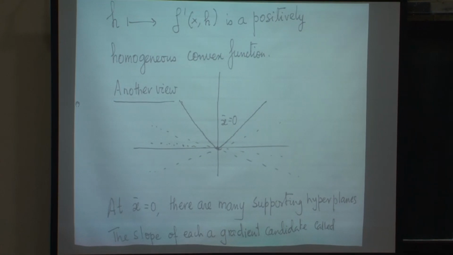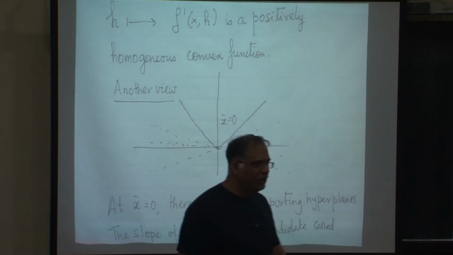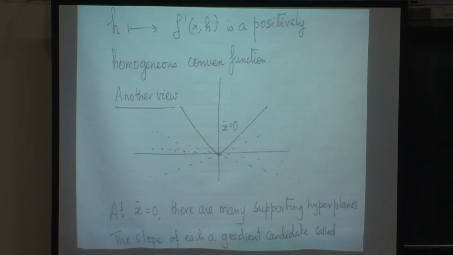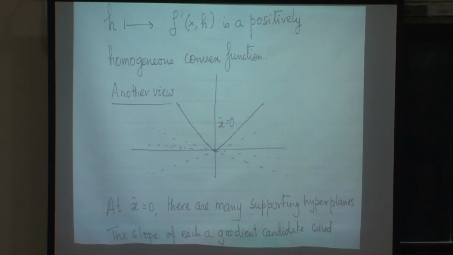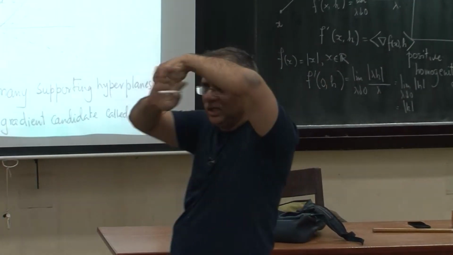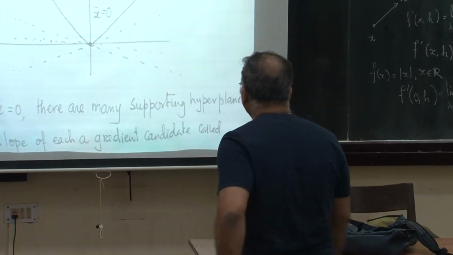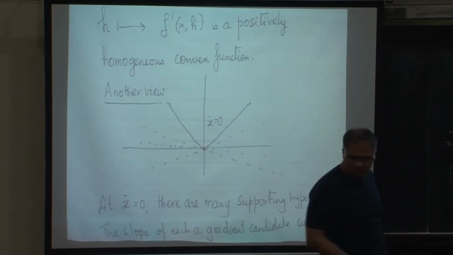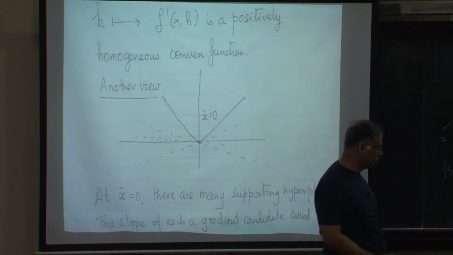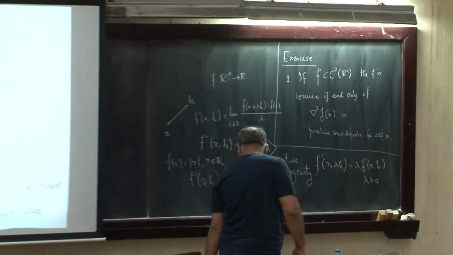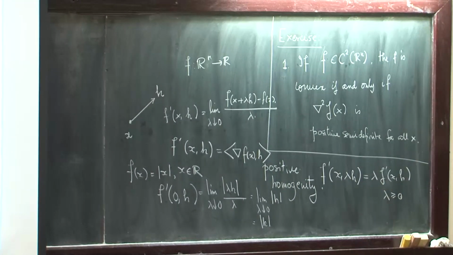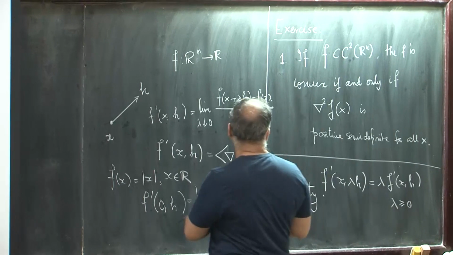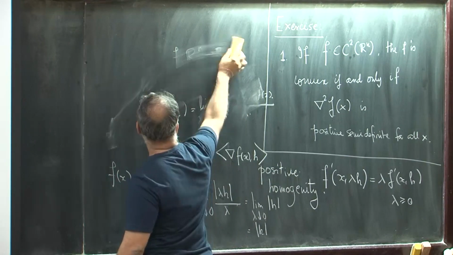Let us take another view, because we spoke about supporting hyperplanes yesterday: if you have a closed convex set, you can draw a tangent line or tangent plane which touches the boundary and passes through a point in the boundary. These are supporting hyperplanes. I am not rubbing this out, I am keeping it for the exercise in the next class.